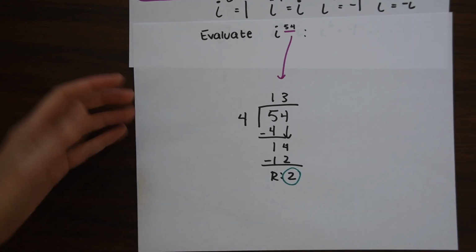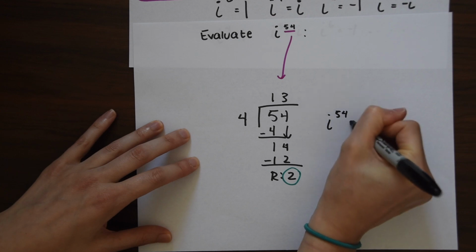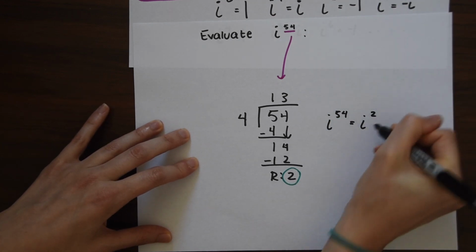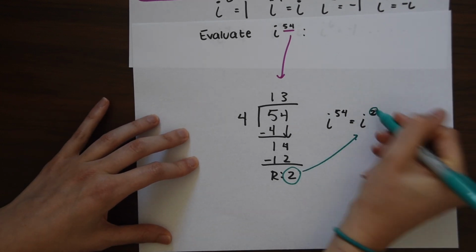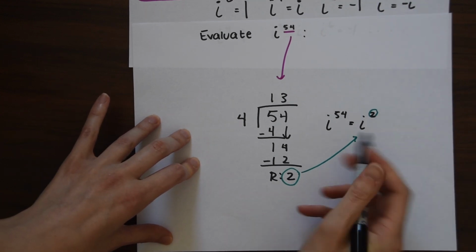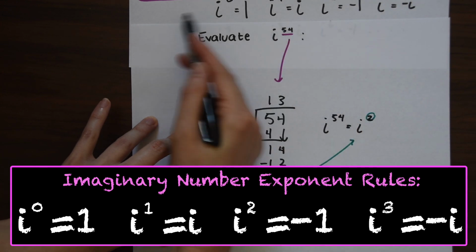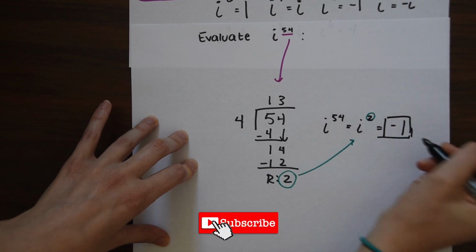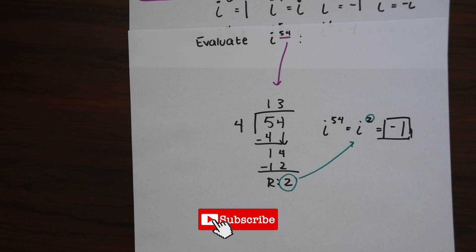we're going to make it our new exponent value. We had i to the 54 originally, but now we're going to take the remainder and plug this in. So this is going to become i squared. We're just plugging the remainder in as our new value for our exponent. And now we just want to evaluate i squared. Looking over here, our exponent rule is i squared is equal to -1. So that's our answer here. Don't worry about memorizing the exponent rules because you can always plug these into your calculator.